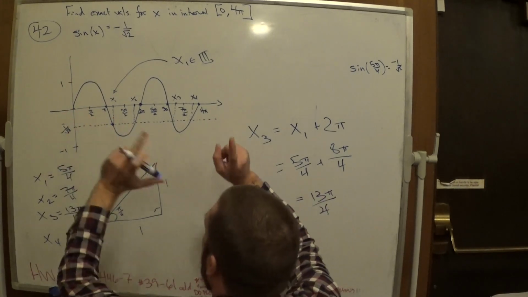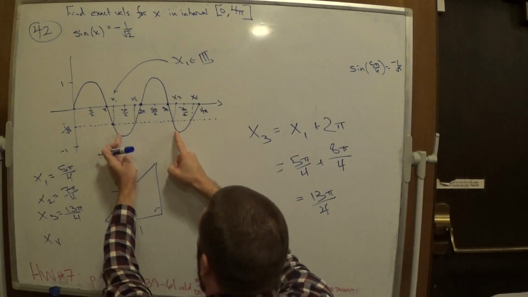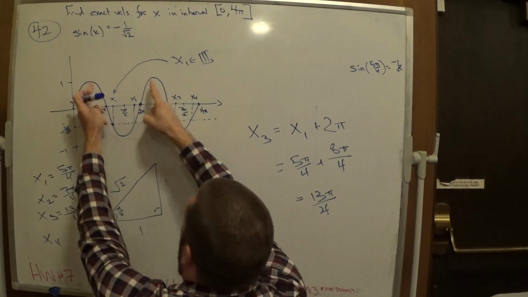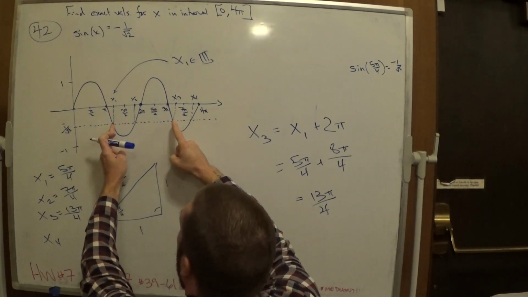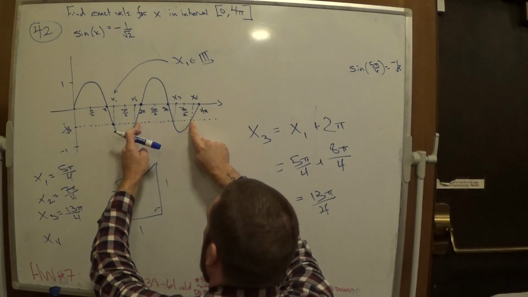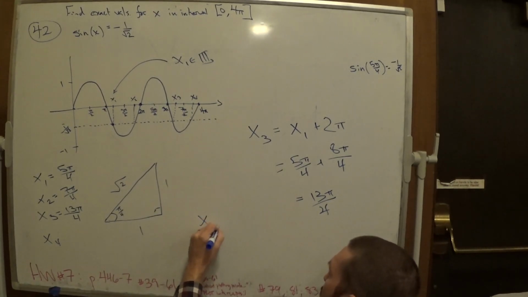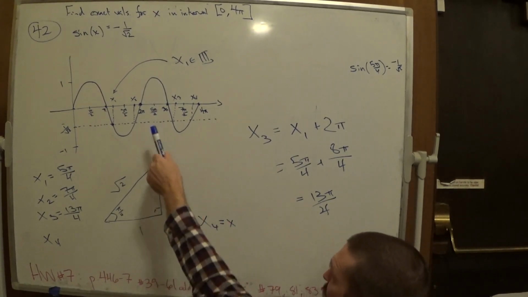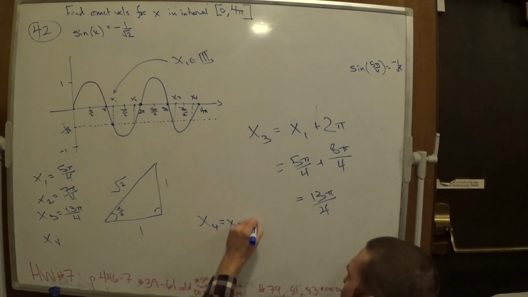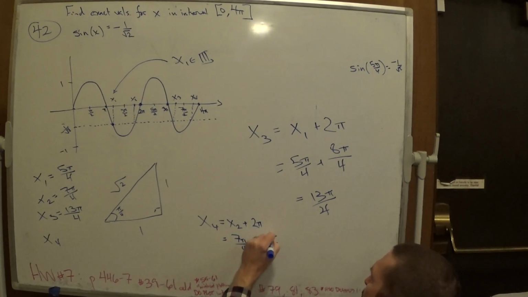Same thing right here. You need to be able to identify this point on this graph, or this point, or this point, or this is always off by 2 pi. So it must be the case that from here to here is another 2 pi radians. And so x4 is x2 plus 2 pi radians. x2 was 7 pi over 4 plus 2 pi. You told me that was 8 pi over 4.